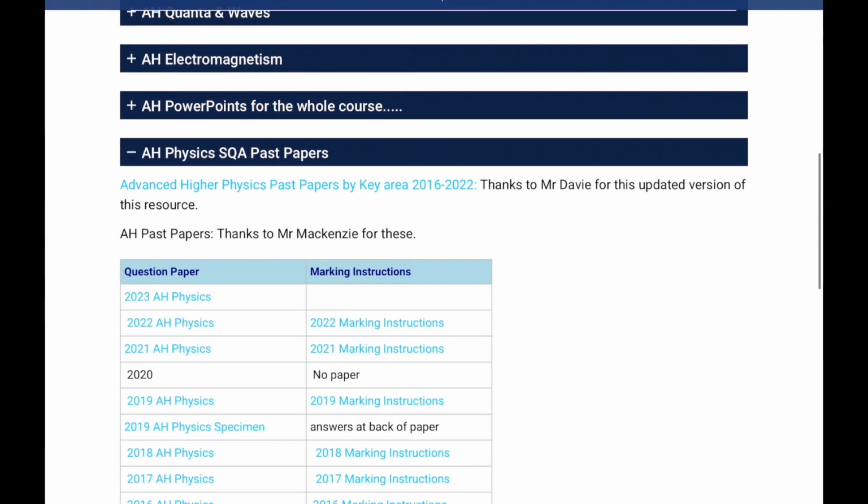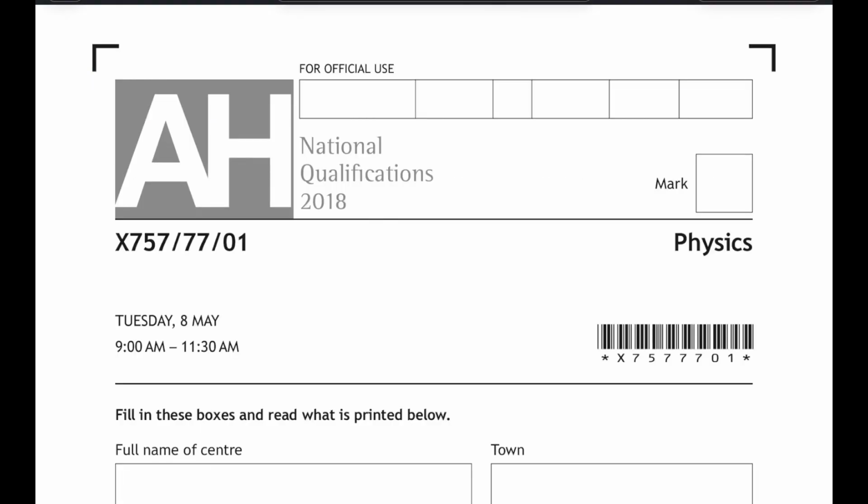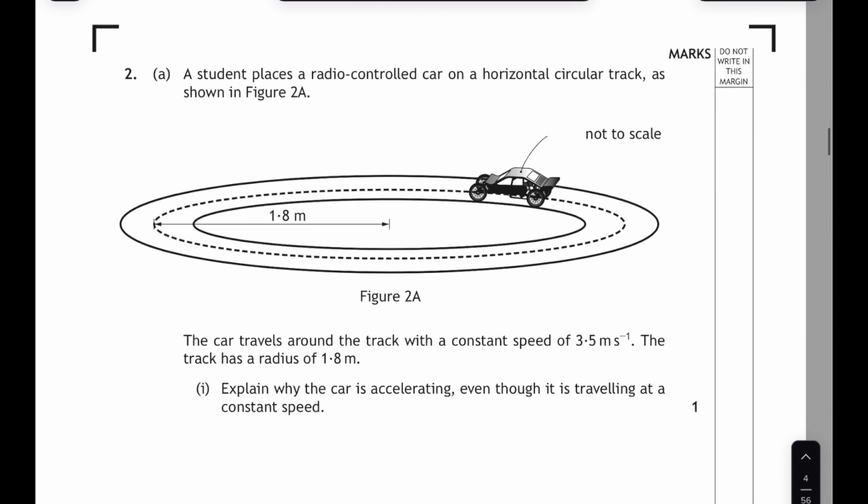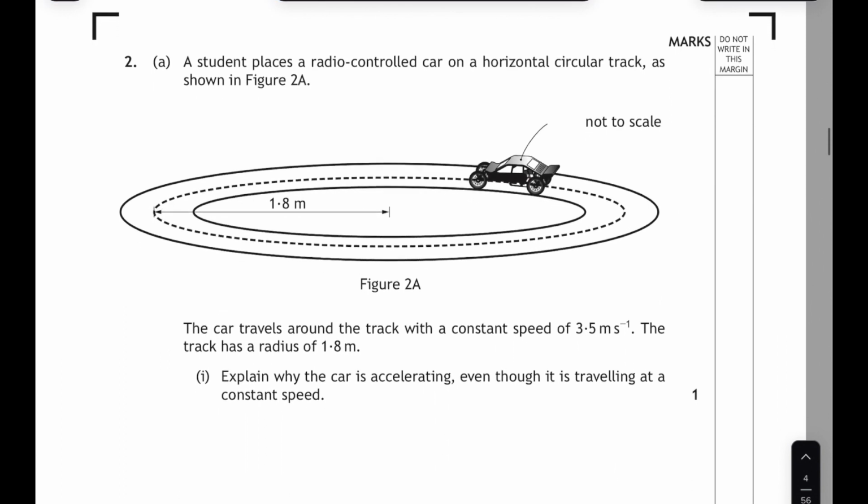So let's go and find a past paper to have a look at, and we'll see what the question looks like. So we're going to start with the 2018 paper, and it's question 2. Question 2 usually covers rotational motion and centripetal force. So let's dive straight into this one.